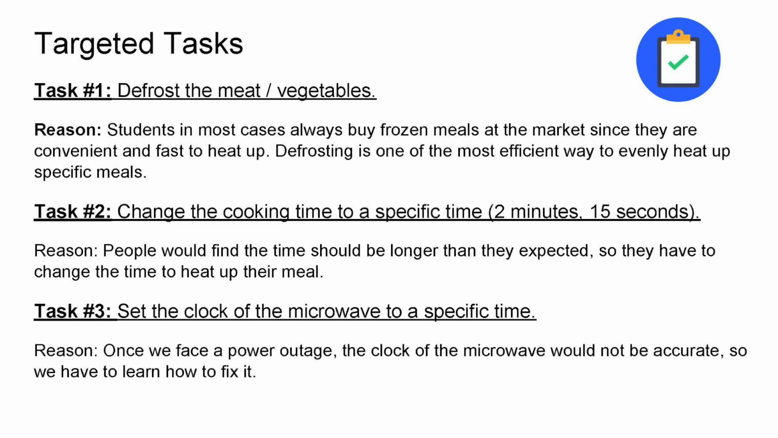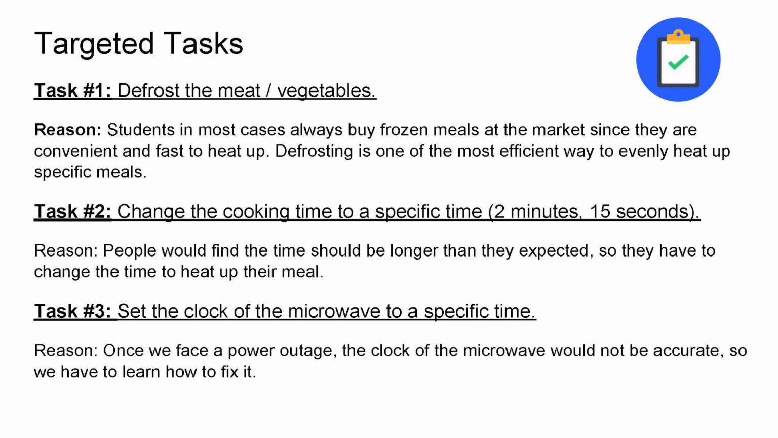Task 1 is to defrost the meat. We chose that because students always buy frozen food in the market, and we want to know how well students are doing on using the basic function of a microwave. Our task 2 is to change the cooking time. We chose that because sometimes people would find the time should be longer than they expected.